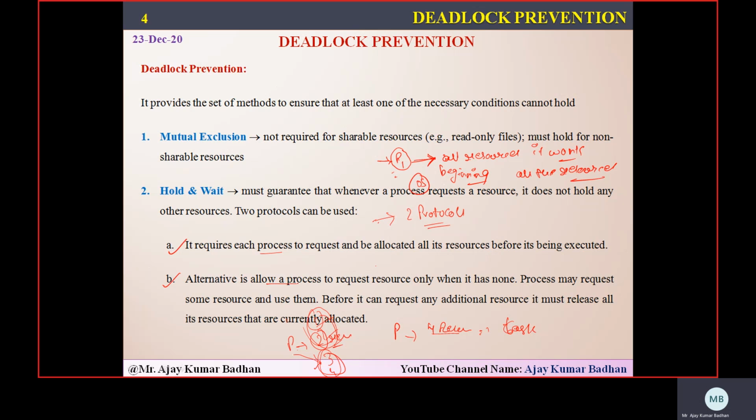That is the meaning of the first one: allow a process to request resources only when it has none. So initially it has no resources. It requests 1 and 2 and performs the operation. Now it requests 3 and 4 to perform the operation, so it will release 1 and 2. It is not holding any resources now. Now it requests 3 and 4, the operating system allocates them, and it performs the operation using 3 and 4 and completes the task. This is the whole thing.